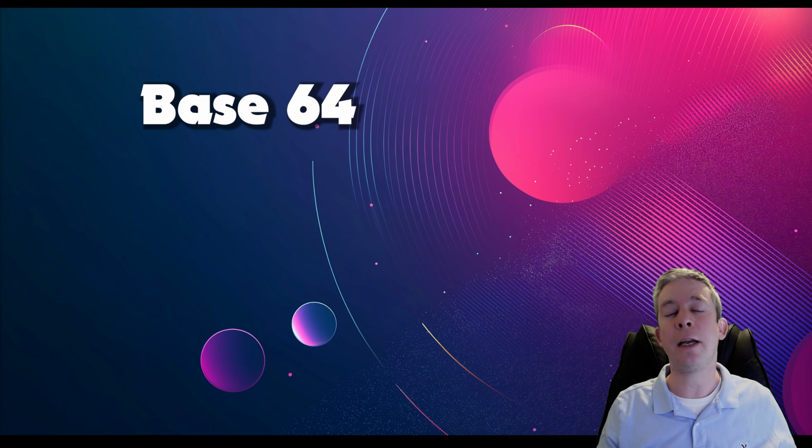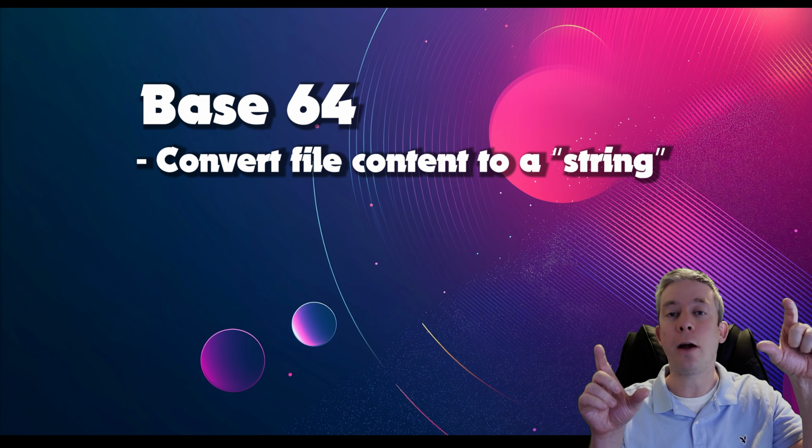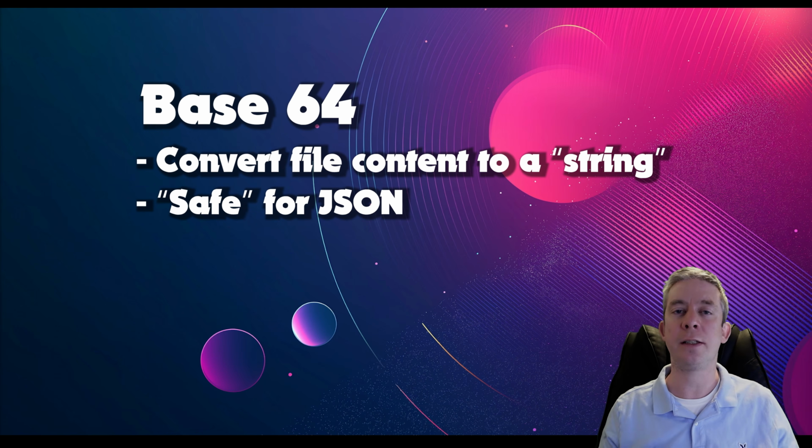Now, another thing is Base64. Base64 is used all over the Power Platform, especially for Power Automate. And that is a way to convert a file content to a string of characters. And it makes it safe for JSON. And when I say safe for JSON, that just means it makes it work in JSON.